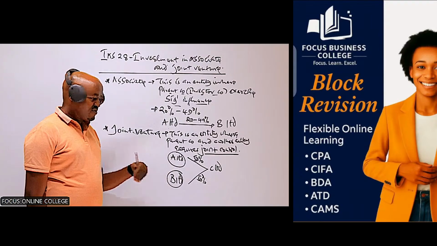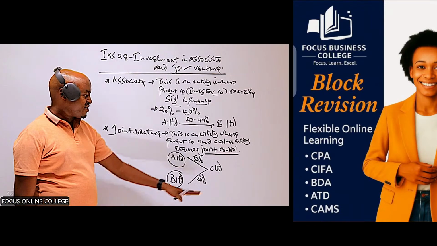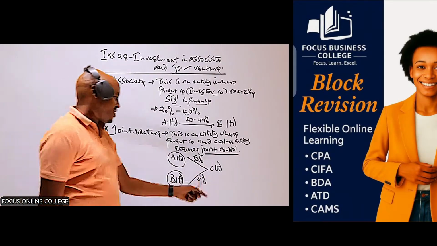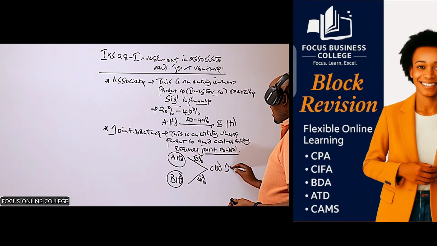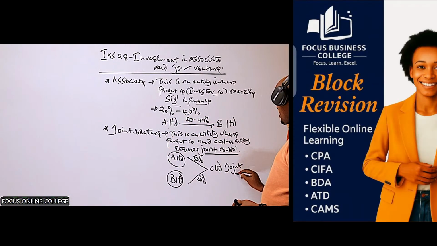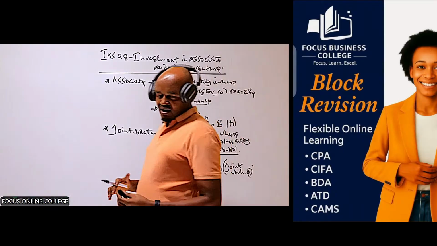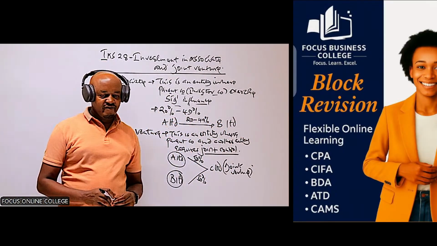So A and B will be jointly controlling the operating and financial decisions which are made by C. And therefore, this company here, we refer to it as a joint venture. We refer to this particular company as what? As a joint venture.